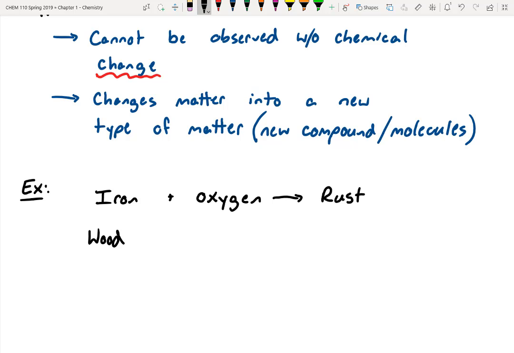So let's say we react wood with oxygen, and we have some sort of heat source. What do we get out? Does anybody know the chemicals that will be spit out of this reaction? What do you think? CO2. So carbon dioxide is the byproduct of burning things typically. Sometimes you get a little bit of carbon monoxide too, but mostly it's CO2.